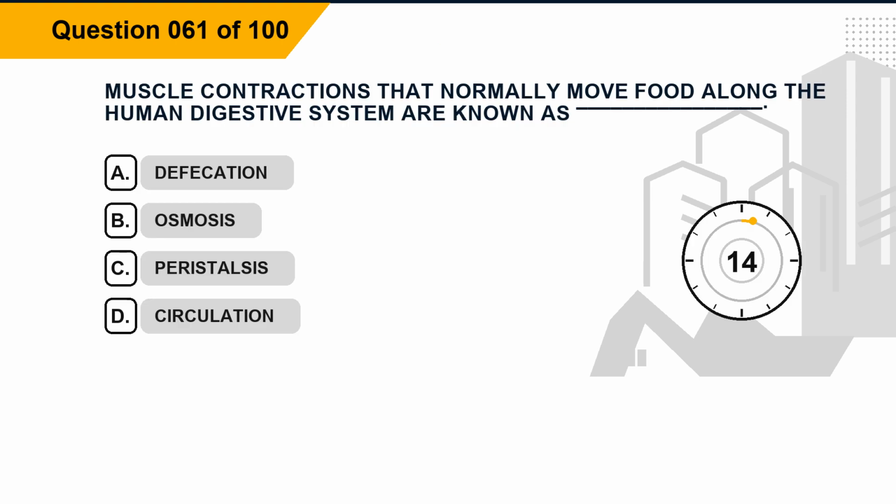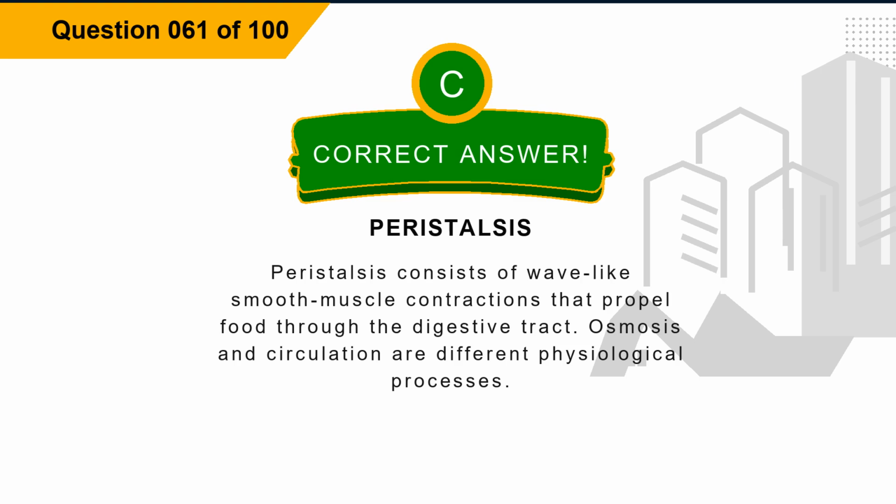Question 61. Muscle contractions that normally move food along the human digestive system are known as blank. Option A, defecation. Option B, osmosis. Option C, peristalsis. Option D, circulation. The correct answer is option C, peristalsis. Explanation: peristalsis consists of wave-like smooth muscle contractions that propel food through the digestive tract. Osmosis and circulation are different physiological processes.